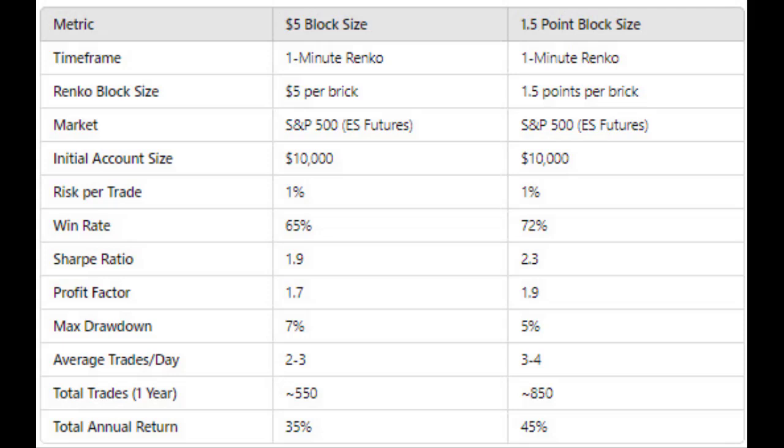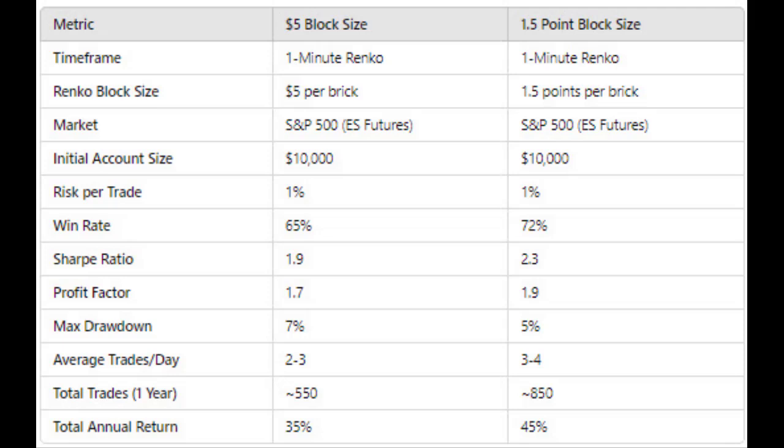So running down the numbers there, a hypothetical account size of $10,000. You can see the inputs. Risking 1% per trade. Win rate about 65% on the $5, 72% on the $1.50. Decent Sharpe ratios, hovering around 2. Profit factor not too bad. Drawdowns also pretty decent, 7%, 5%, so nothing too drastic there.